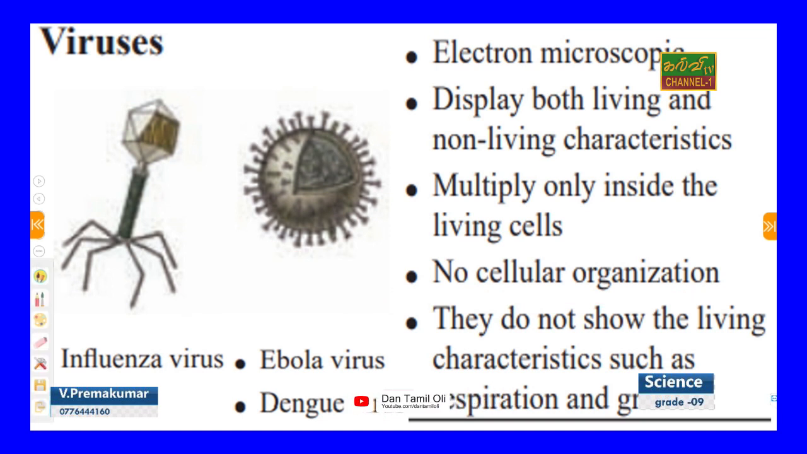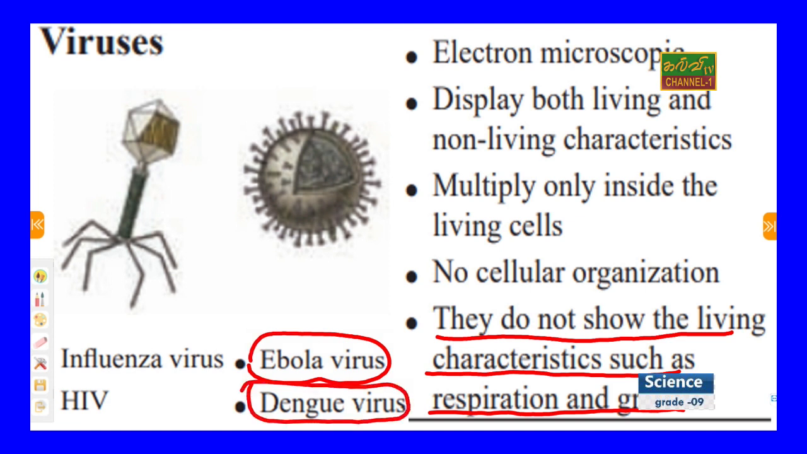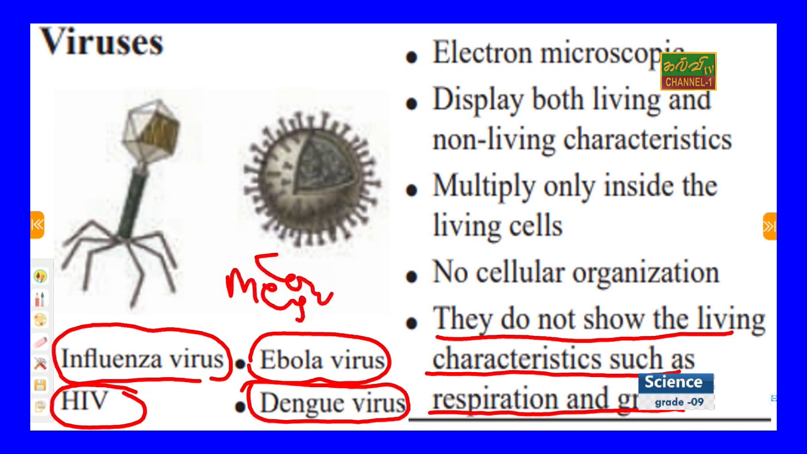The next one, they don't show living characteristics such as respiration and growth, and they cause diseases such as Ebola virus, Ebola disease, dengue virus, influenza virus, HIV AIDS virus, measles, COVID, rabies, right? Those kinds of viruses are there.